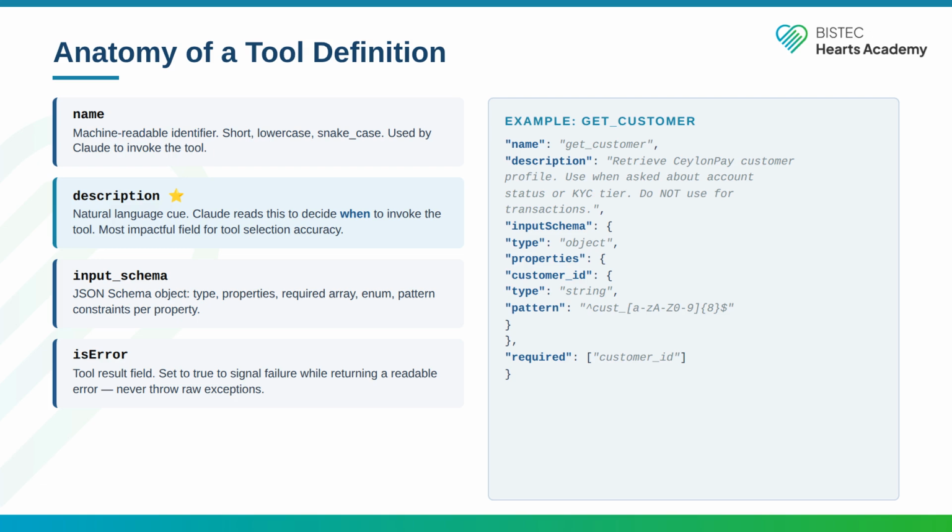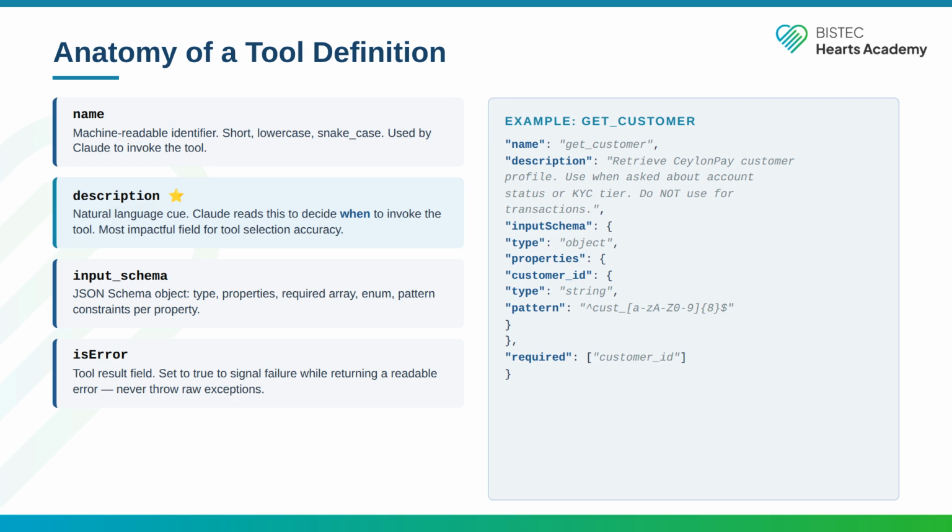Do not use this to look up transaction history. Use lookup transaction for that. Notice the negative instruction. When you have multiple tools related to the same domain, negative instructions prevent Claude from defaulting to the first plausible match.